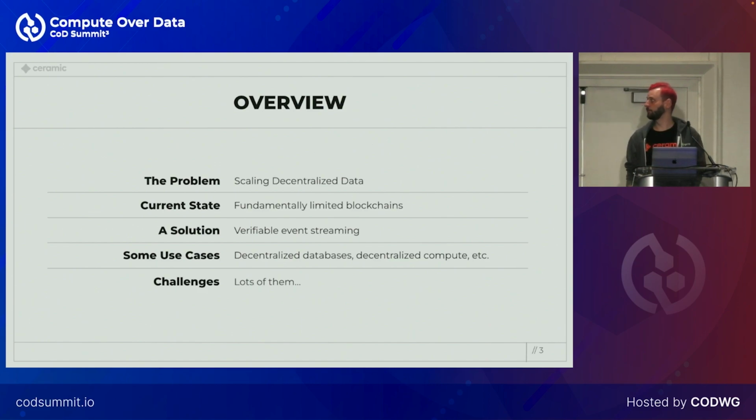So today I'm going to propose an alternate architecture built on event streaming that I think can provide many of the same benefits as blockchains, but be a lot more scalable by being more optimized for data. We'll talk a little bit at the end about some use cases around things like decentralized databases, which is something that Ceramic's very concerned about, and decentralized compute, which is obviously very relevant to this audience, and a little bit on some of the challenges of making this actually work.